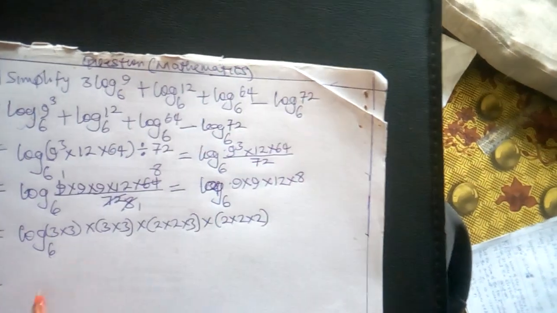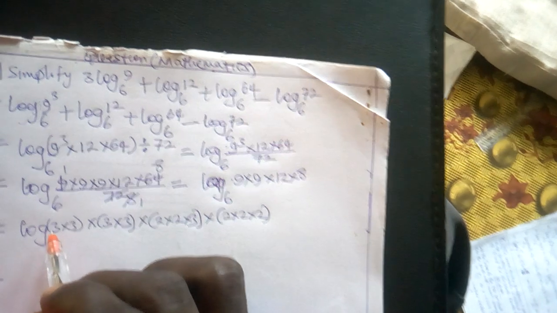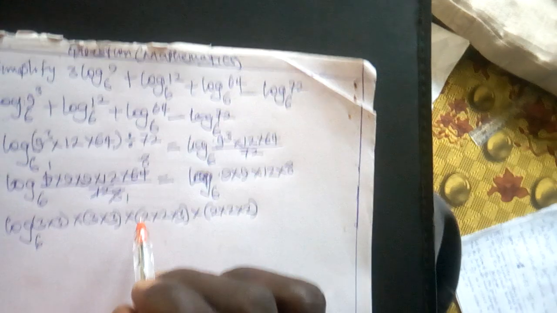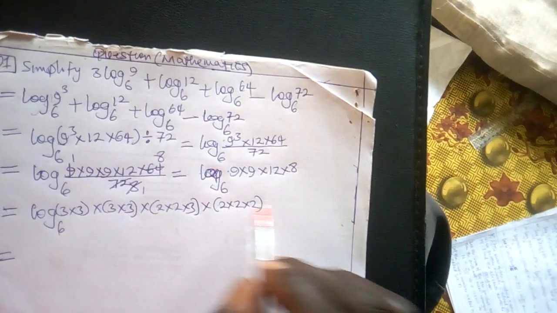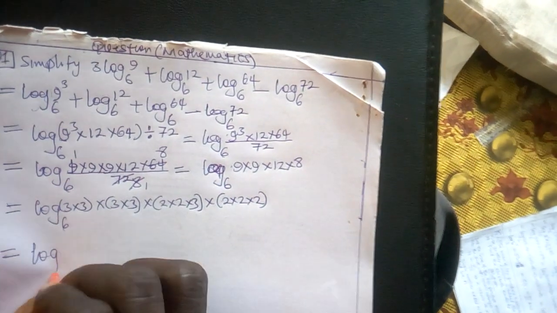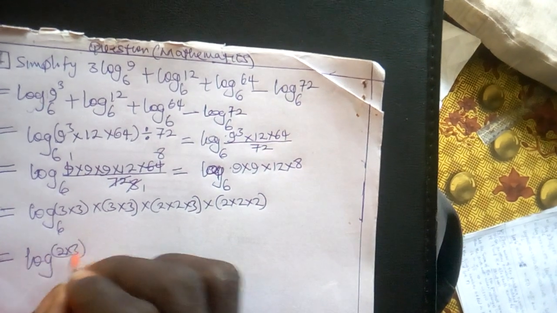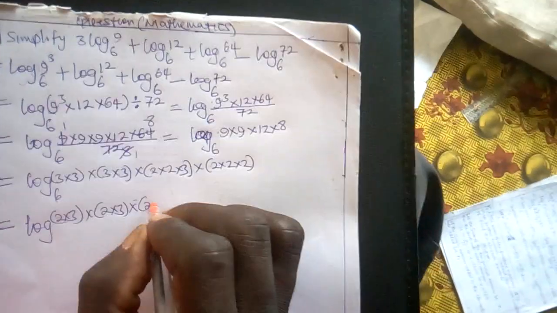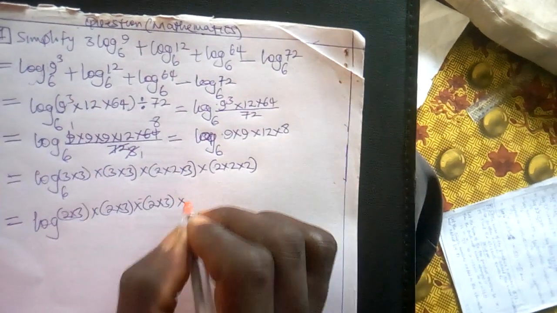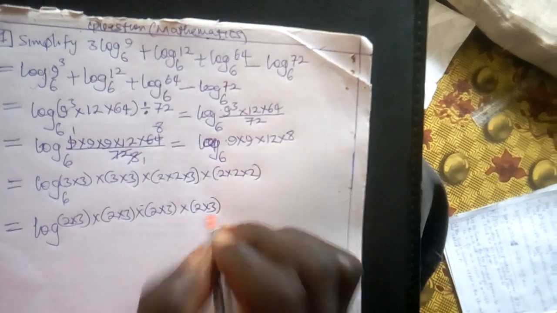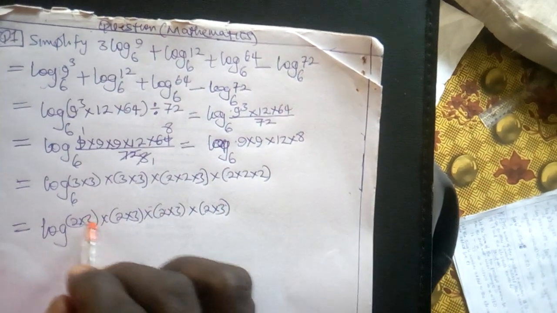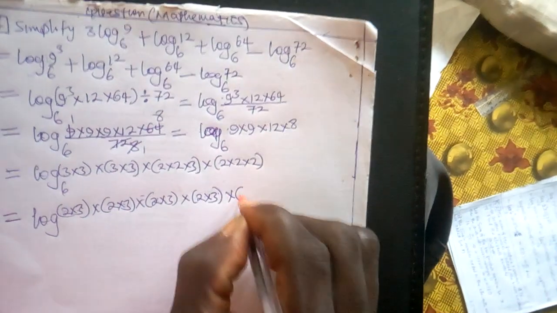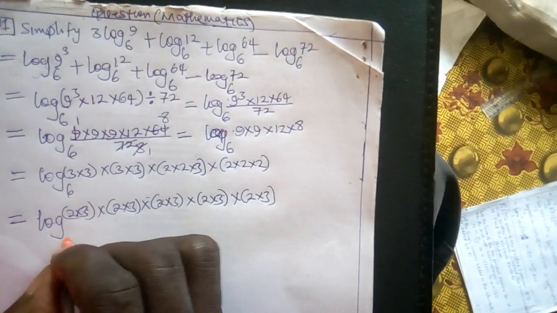So now I want to count the number of 3s I have, for convenience: 1, 2, 3, 4, 5. Then I also want to count the 2s: 1, 2, 3, 4, 5. So that will imply the log of 2 times 3 times 2 times 3 times 2 times 3 times 2 times 3, in 5 places, times 2 times 3, to base 6.